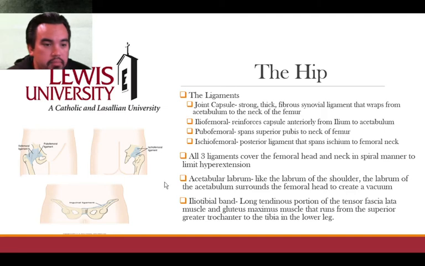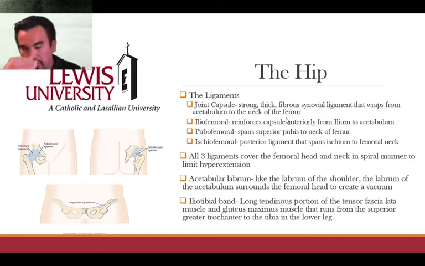The hip has many ligaments that help create the capsule of the synovial joint that is the hip. It's covered in a capsule, and it's strong and thick fibrous synovial ligaments, and it wraps around the acetabulum to the neck of the femur.